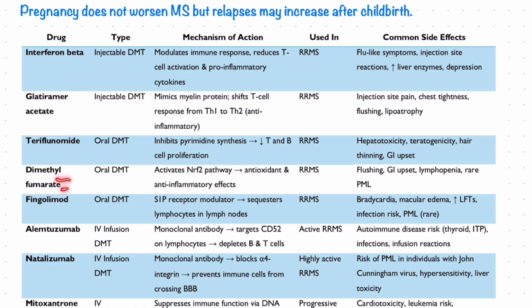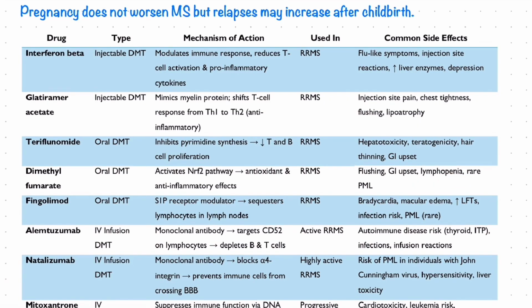Dimethyl fumarate, which is oral DMT, activates NRF2 pathway, which causes antioxidant and anti-inflammatory effects. Used again in relapsing remitting MS. Then flushing, GI upset, lymphopenia, and an increased risk of progressive multifocal leukoencephalopathy.